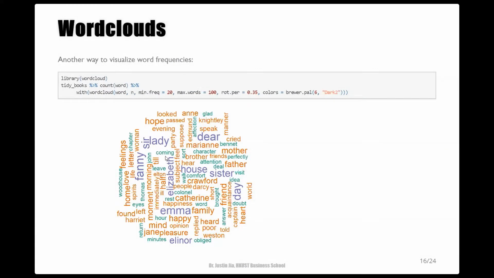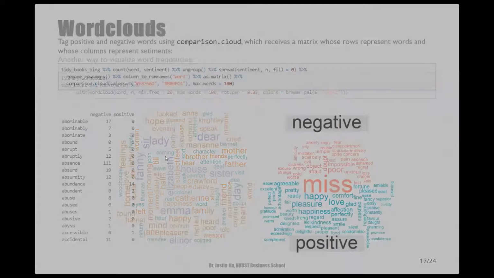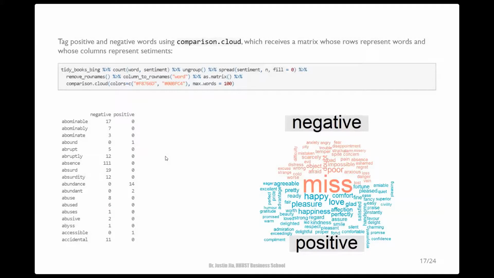There are other interesting plots for text analytics. For example, we can use the wordcloud package to draw word clouds. This package also provides a comparison cloud function, which allows us to color positive and negative words differently and visualize both frequencies and sentiment contents of words in the same plot.